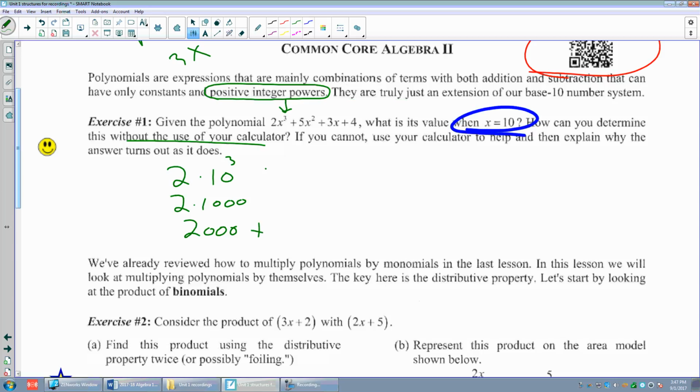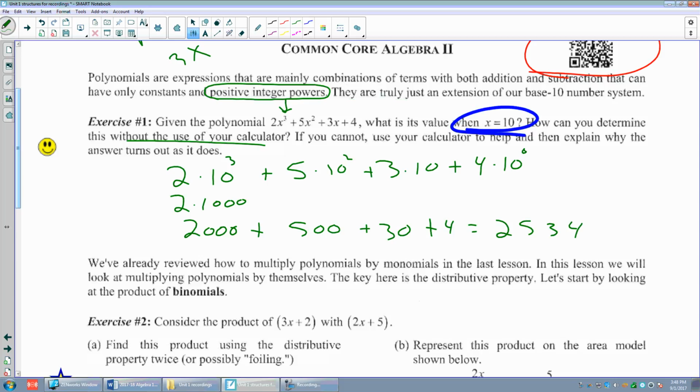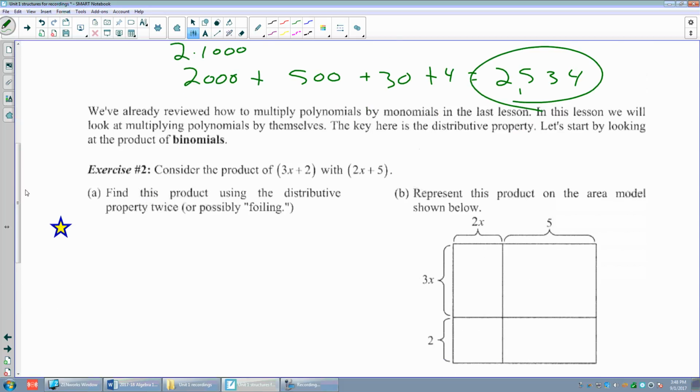Plus 5 times 10 squared is 500. Plus 3 times 10 is 30. Plus 4 times x to the 0. Let me see, that's 10 to the 0, which is just 1. 4 times 1 is 4. So now you see, this is 2,534. That's why it's kind of neat. That's why it's like a base 10 extension, okay? Because we're multiplying everything by 10 there.